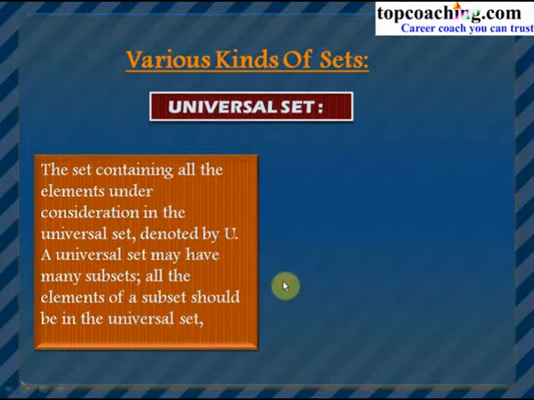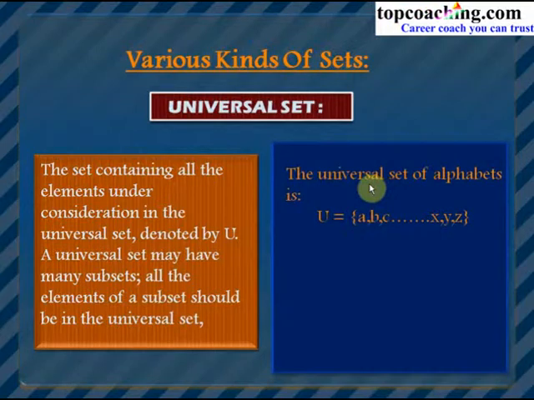Let's try to understand this. The universal set of alphabets is U, which is represented in the tabular form as A, B, C and so on up to X, Y, Z. So this represents all the alphabets. So U, which is a universal set of all the English alphabets, is this.